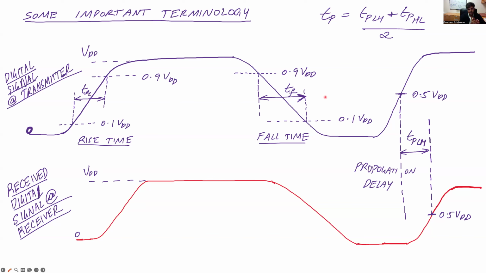And typically, the rise time and the fall time of the signal determine the bandwidth of the signal. In fact, you need to design the link in such a way that it can support frequencies up to 1 over the rise time or 1 over the fall time.